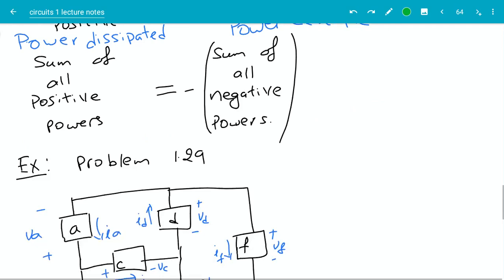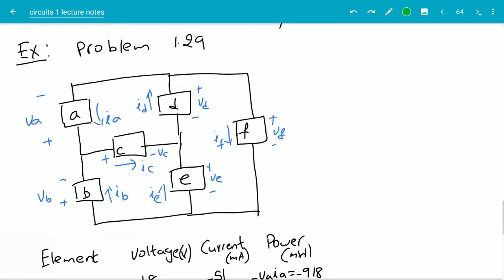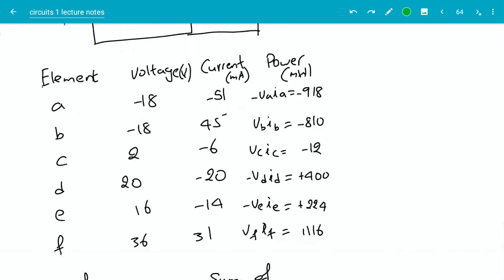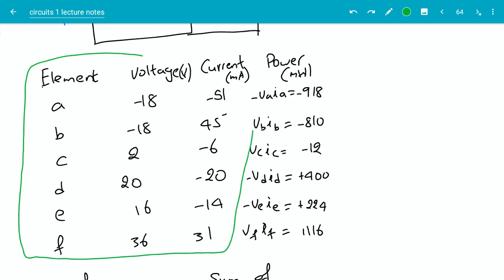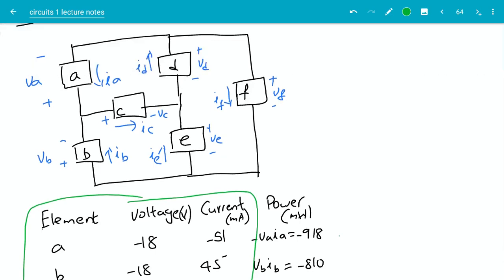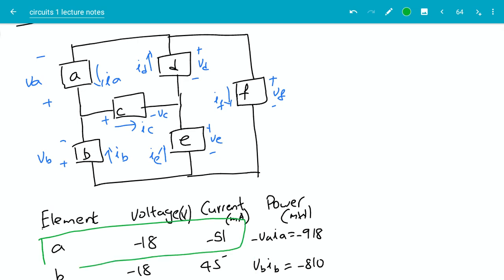Okay, so let's look at an example. This is problem 1.29 in your textbook. These are all the voltages and currents provided in the question, and the signs of these voltages and currents are given in this diagram. Let's focus on component A here. VA and the current are shown in this circle. VA is positive on the bottom, negative on the top, so that's how it is measured.